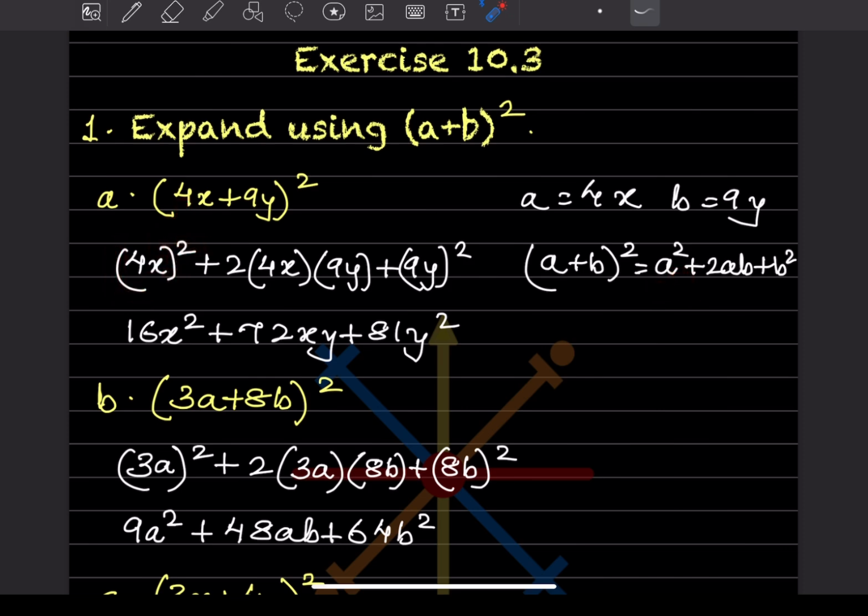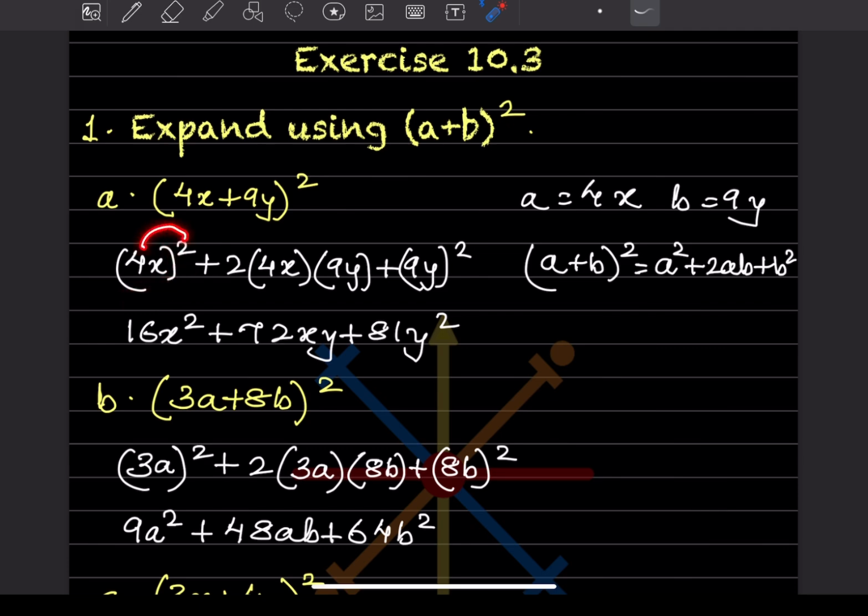Because the square is for this as well as this, plus 2, this will be a and this will be b, plus b square. Again the bracket is important, because if you write 9 and y square without a bracket, it shows that the square is only for y and not for 9. That bracket says that the square is for 9 as well as y. So hope you got it. Same for this one, so don't skip the bracket.